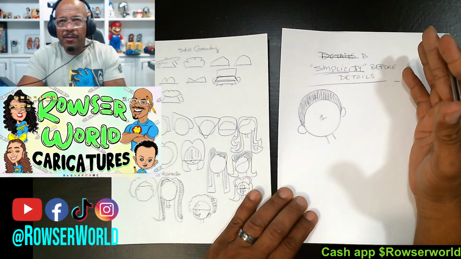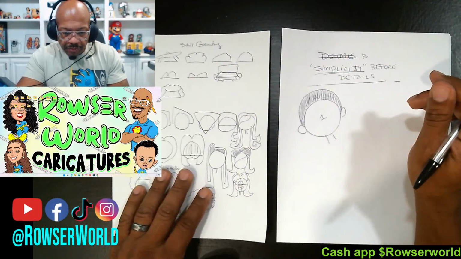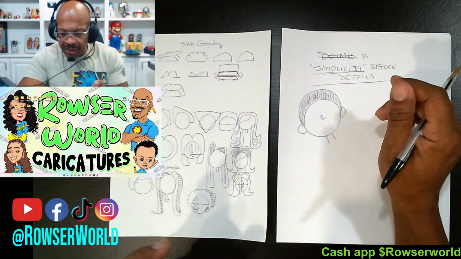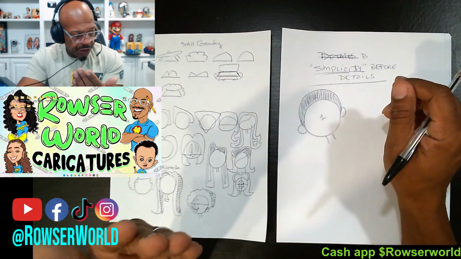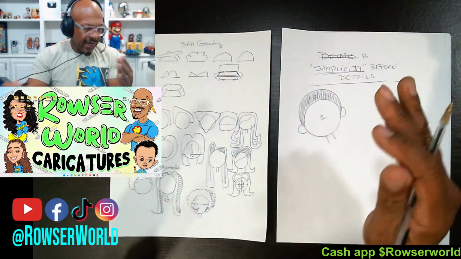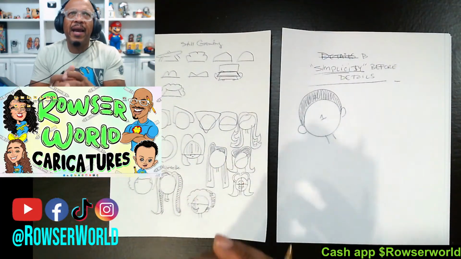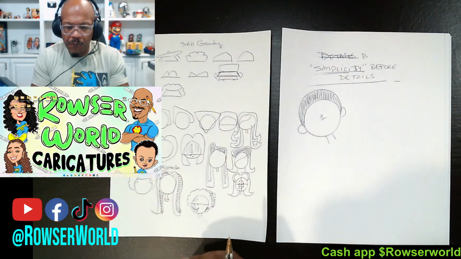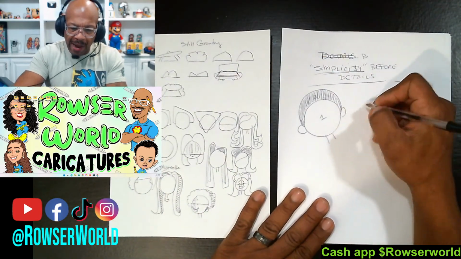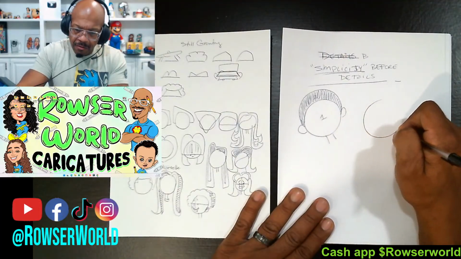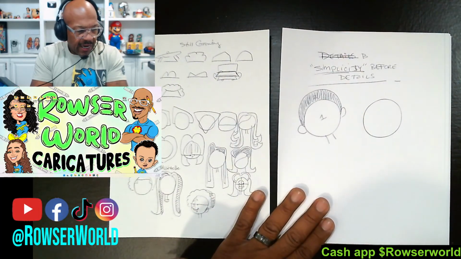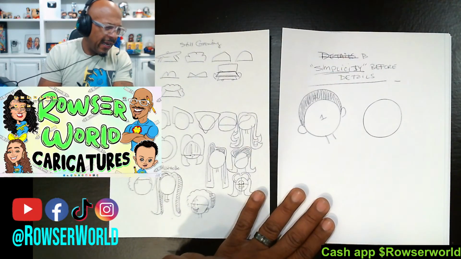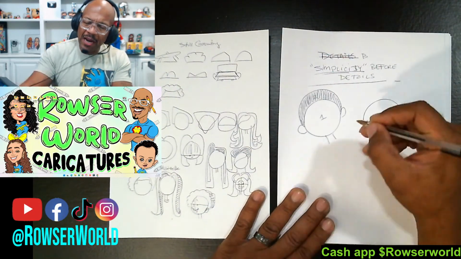Does that make sense? Okay, so we're going to continue to imagine these shapes. We're going to visualize a shape behind it, and then construct the hair in a simple way. So let's imagine another circle, and let's say behind this circle we have a square.